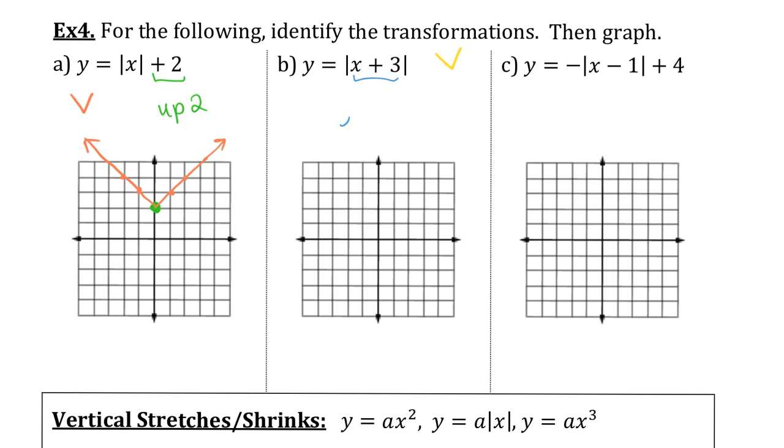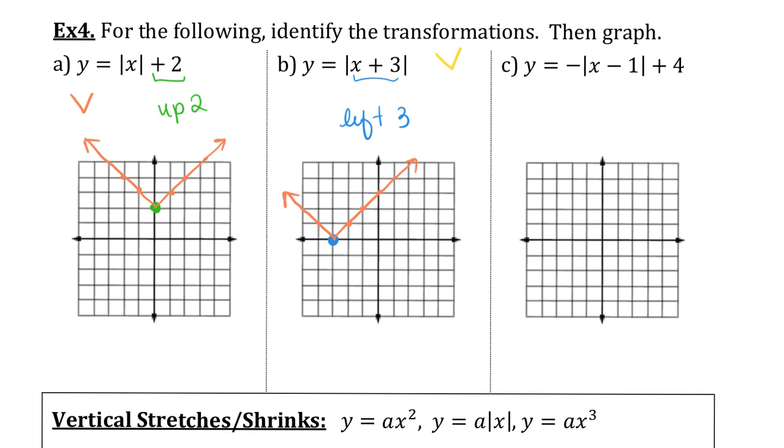This thing, left 3. So left 3, 1, 2, 3. Absolute value makes a V. Should be going through the corners unless otherwise indicated. There we go.